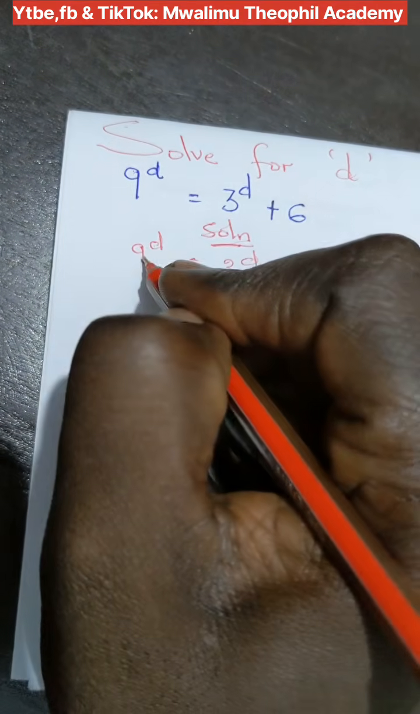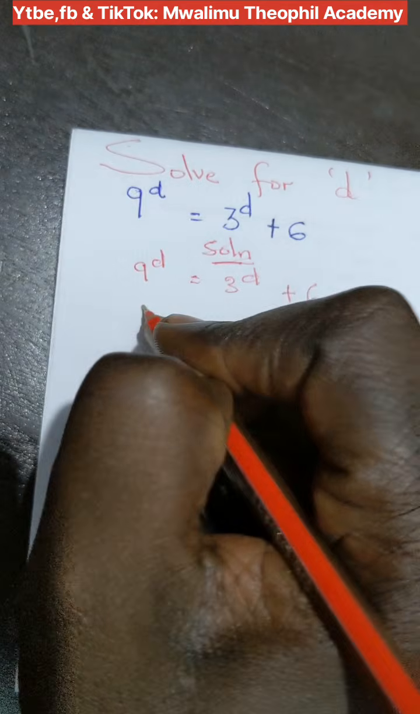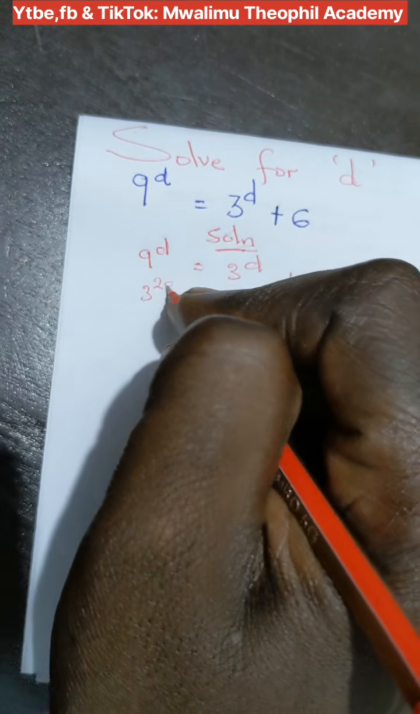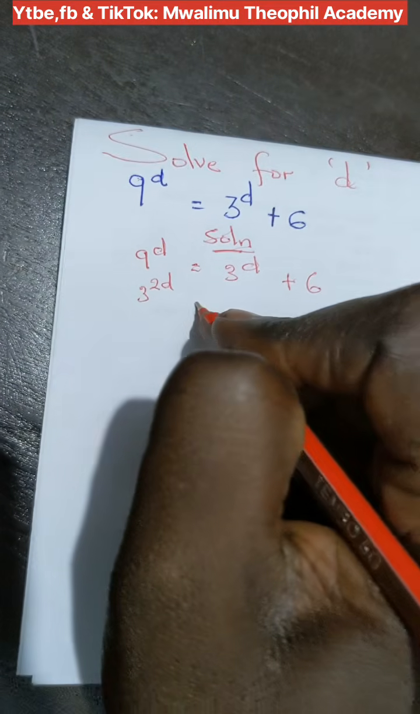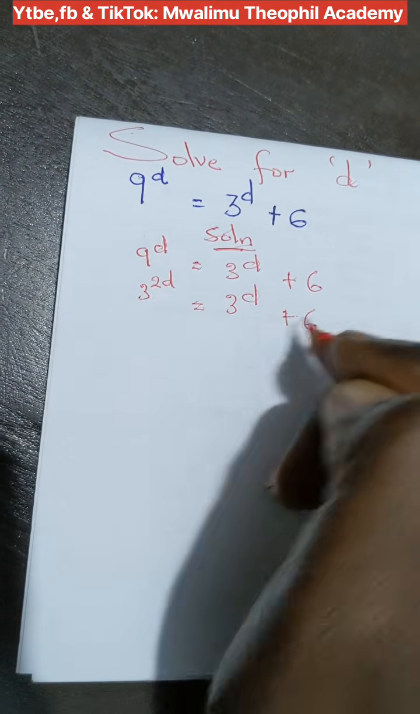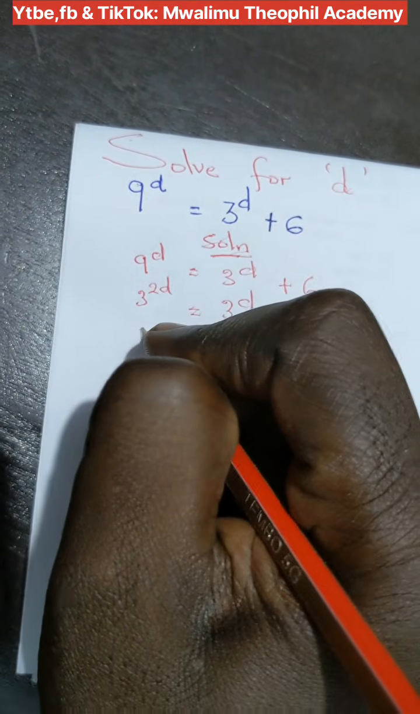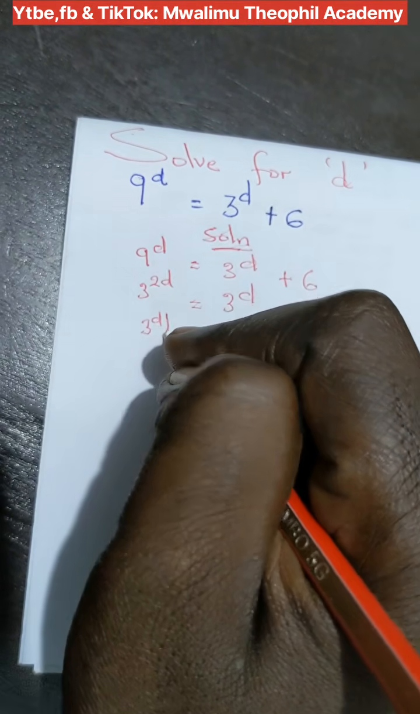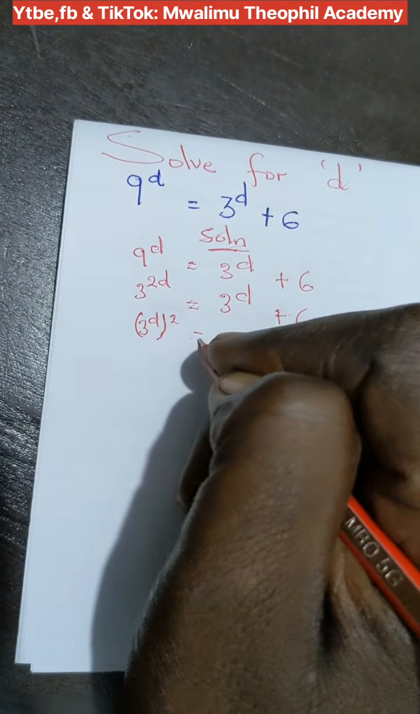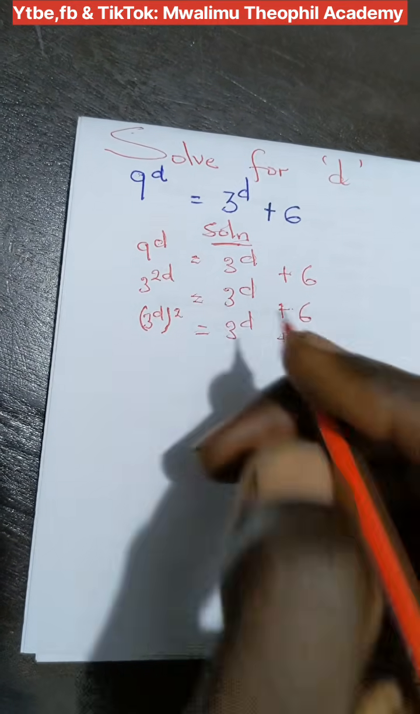Here, we break this 9 into 3 raised to 2, so as to have the same base as this one. Now, 3 raised to 2, we get 9 times 3 raised to D, is equal to 3 raised to D plus 6. It is the same as 3 raised to D times 2 is equal to 3 raised to D plus 6.